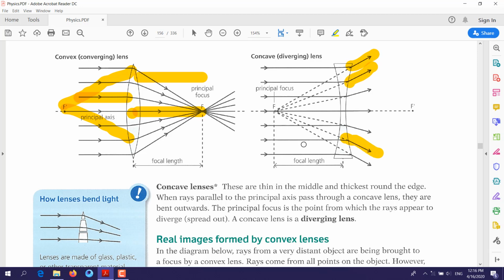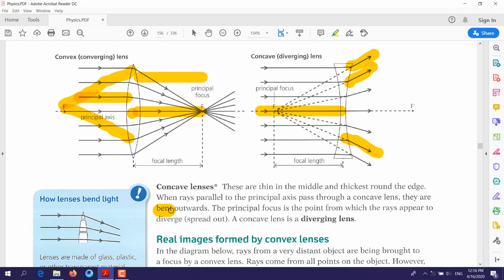Concave lenses are thin in the middle and thick at the ends or the edge. When rays parallel to the principal axis, this is the principal axis we said, pass through a concave lens, they bend outwards.